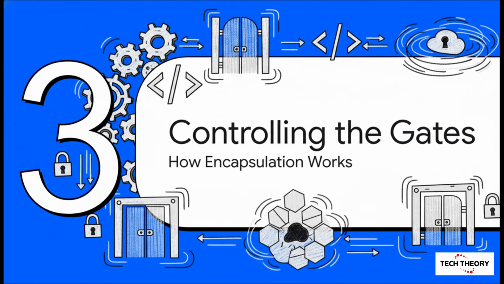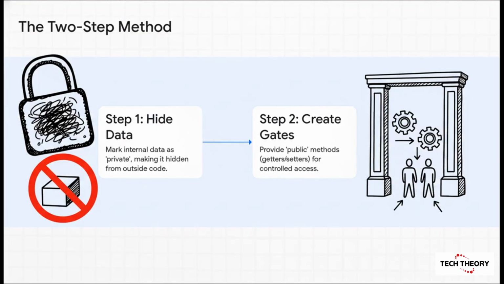Okay, so we've got the what and the why down. But what about the how? How does this actually work in the code? How do programmers go about building these digital safes? Well, you might be surprised, but it's a pretty simple two-step method. First, you hide the data. You mark your really important variables as private, which is like slapping a giant do not touch sign on them for the rest of the program. Simple enough, right? Then, step 2. You create public gates. These are special public methods that are basically the official gatekeepers. They are the only safe way in or out.